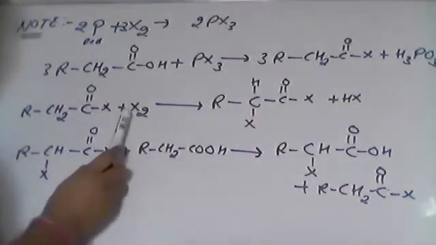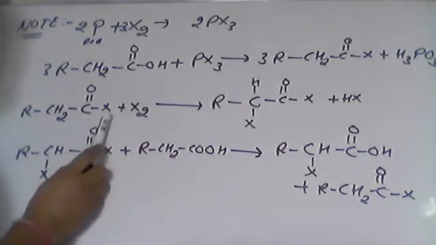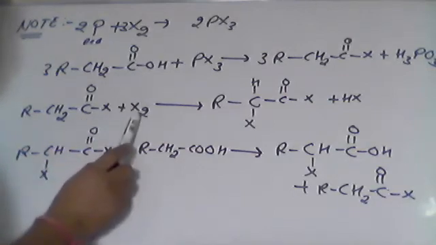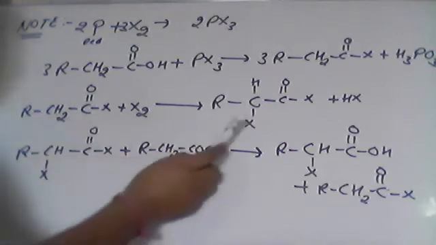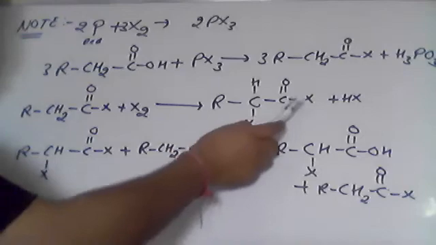After this substitution, now OH is already replaced, now the halogen comes. So there is no choice here, it is not going to attack here, it is going to attack on this alpha. So attack on alpha will take place. Once done, now we have both the acid chloride and the alpha halogen also.